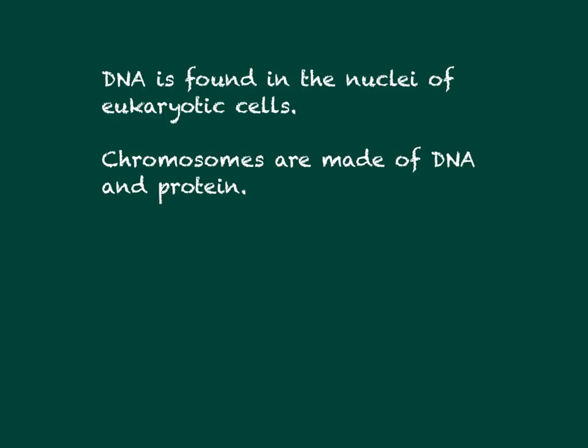DNA is found in the nuclei of eukaryotic cells, and a small amount is also found in mitochondria and chloroplasts also. And chromosomes are made up of DNA and protein. Genes are made up of DNA. Later on in the course we'll study in detail how DNA works in storing genetic information and how that genetic information is used to make proteins.